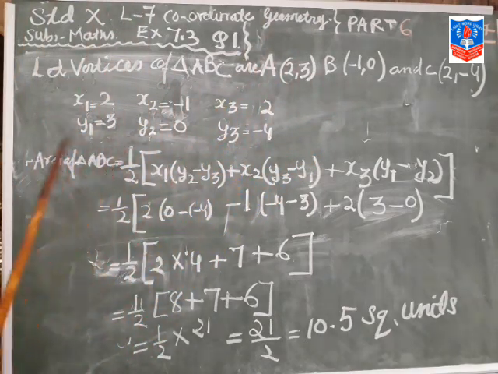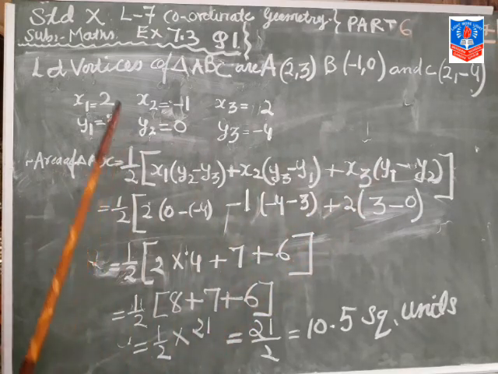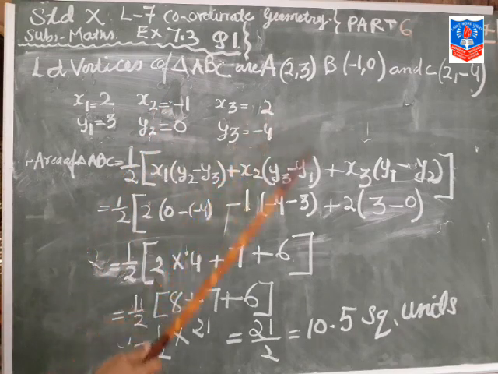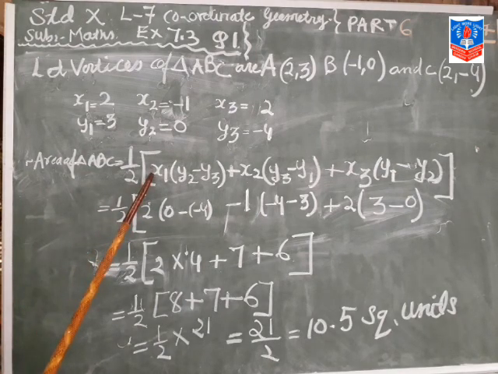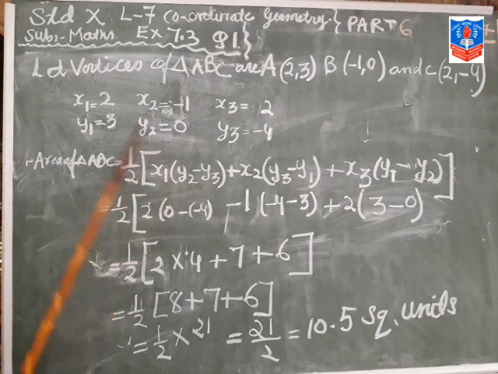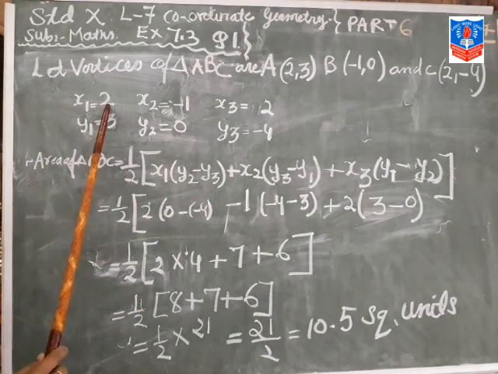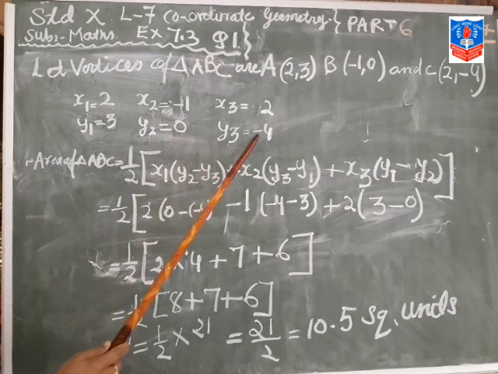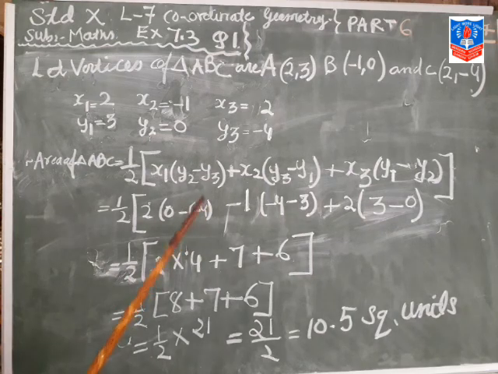Now the formula I already explained. Half, then x1 = 2, x2 = -1, x3 = 2. First we will write outside: 1, 2, 3. Clear? After 1, what will come? 2 and 3. For x1, that is given 2. Now y2 that is 0 minus y3 that is -4. We will write inside the bracket.